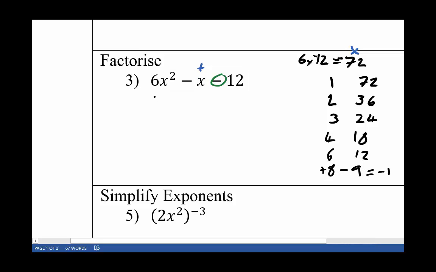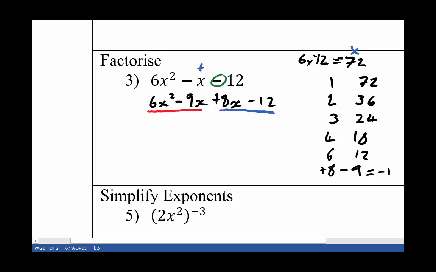Once I have these two numbers, I'm going to replace this x with x's of these coefficients. So the 6x squared stays exactly the same. Now I'm going to go minus 9x. It doesn't matter which order I do it in. And positive 8x. And the minus 12 will stay exactly the same. So all I've done is take these two numbers and put x's on them and put them in the middle. Now, once I've got to that stage, I need to find the common factor of those two, and then factorise these two here as well.